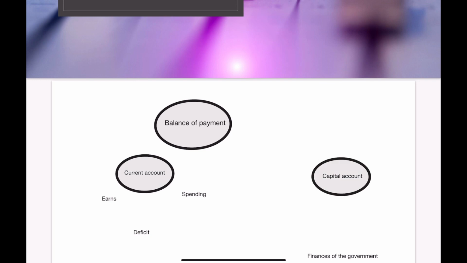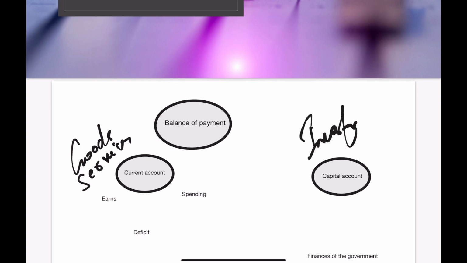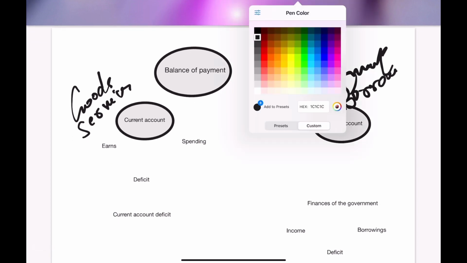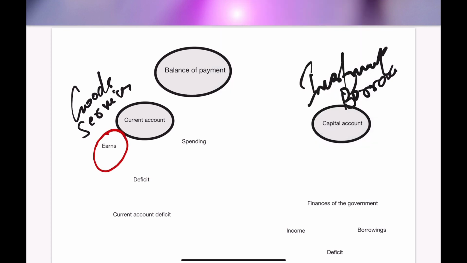Basically, in current account, we deal with goods and services, and in capital account, we deal with investments and borrowings. Now, understand this thing: when you export goods and services, then you earn money, you earn forex, and when you import goods and services, then you have to spend. When your spending is more than your earning, obviously you will deal with the problem of deficit, and that is called current account deficit.